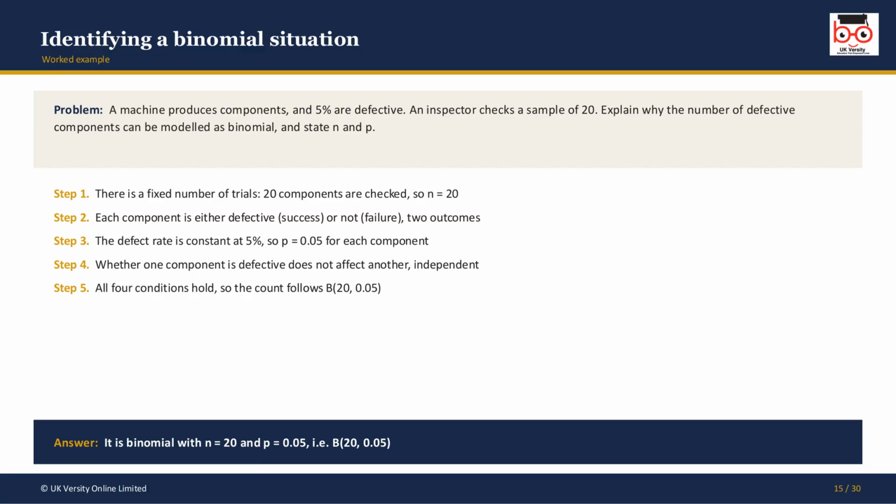There's a fixed number of trials, 20, so n is 20. Each component is either defective or not. 2 outcomes. The defect rate is a constant 5%, so p is 0.05. And whether one is defective doesn't affect another, so they're independent. All 4 conditions hold, so the count follows B(20, 0.05).